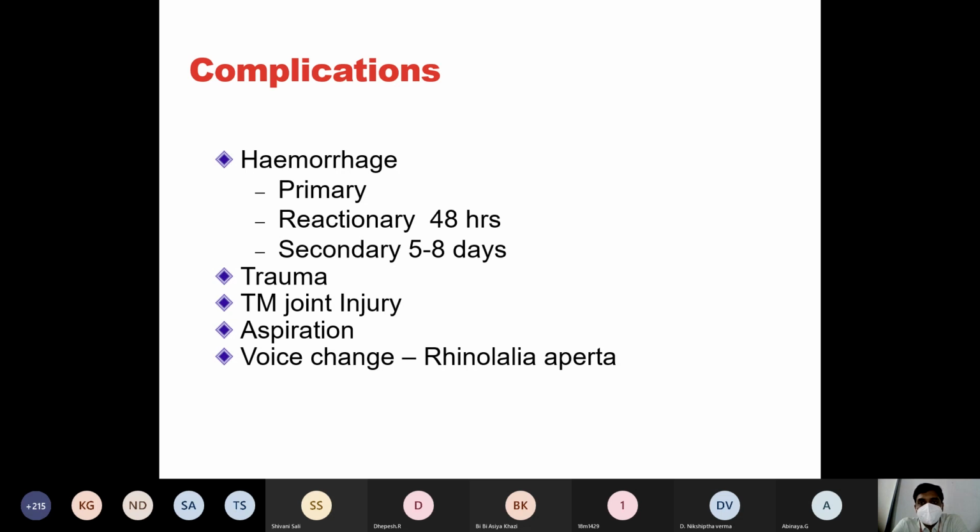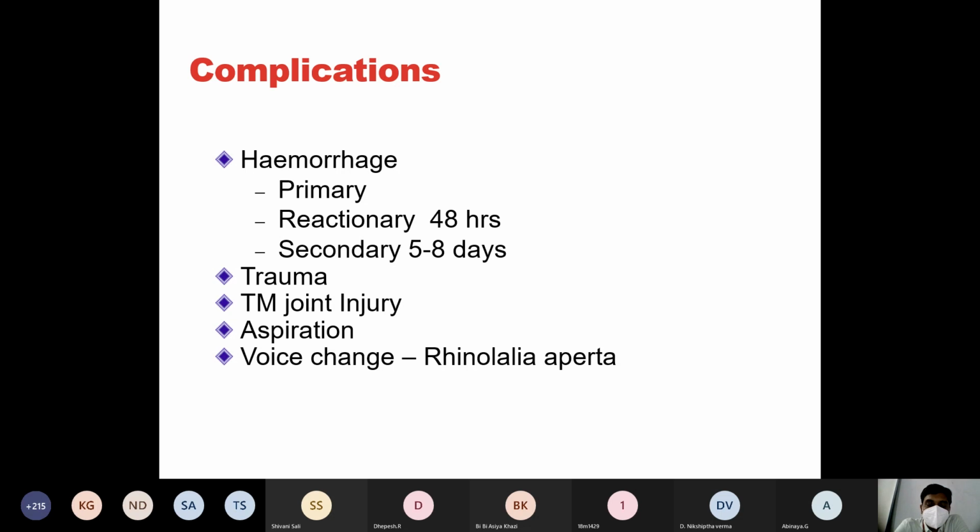Reactionary hemorrhage occurs within 48 hours after the surgery. That is usually because of slippage of the knots. It is treated by gargling, and if the bleeding is not controlled, then we can take the patient again to the OT for again tying the bleeding point or cauterization.